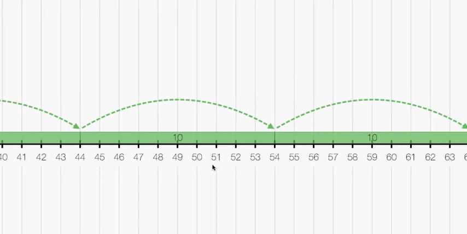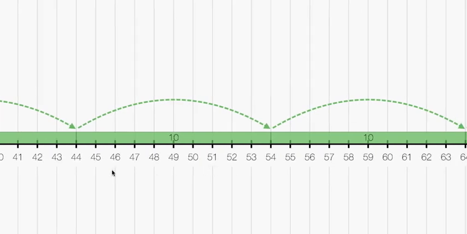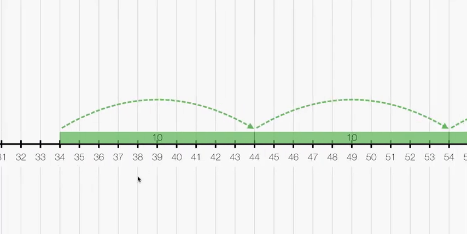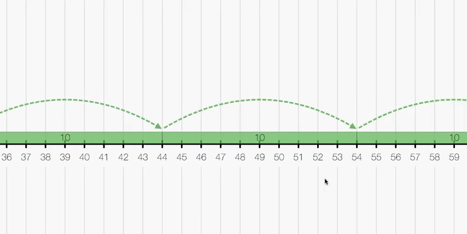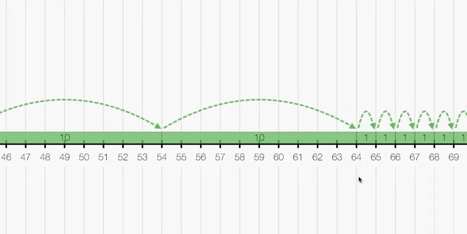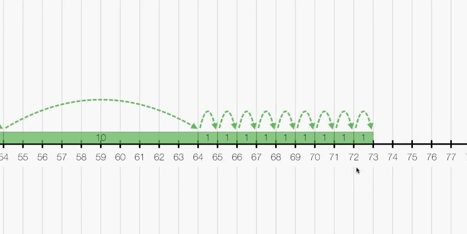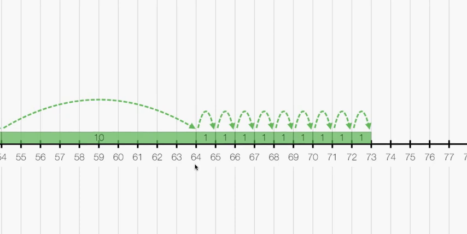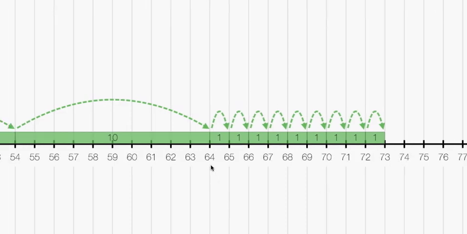I think I can add another 10, and I'm not close to 73 yet, so I'm going to go back. 34, 44, 54. I think I can add another one. 64. But if I'm at 64 and I add another 10, that's going to put me at 74. And I've missed the mark. I've gone too far. So I need to stop at 64.